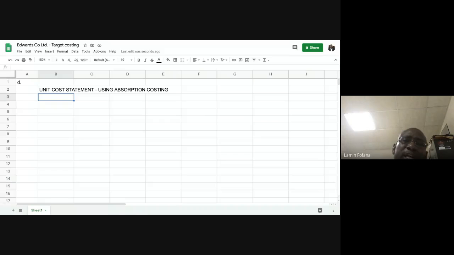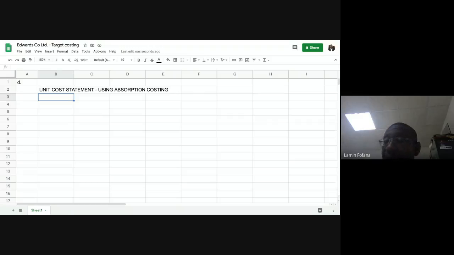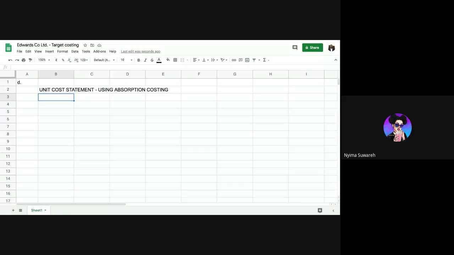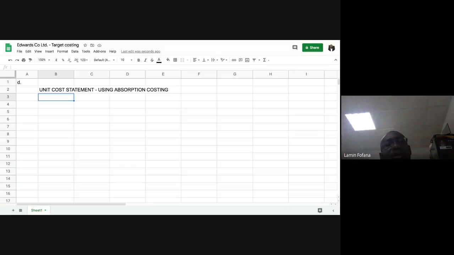When we are calculating our absorption costing, how do we start it? The direct material. Very good. So we start with the prime cost. On the prime cost, the first thing that we consider is the direct materials, then direct labor, then direct expenses. We calculate our total prime cost, then we have our overheads. The same system here. We are not doing anything new. Absorption costing, that's what we are doing.